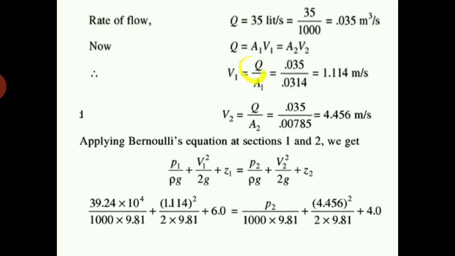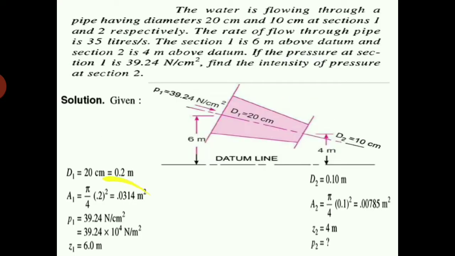The discharge is the same at both sections, which is 0.035 meter cube per second, whereas the area we have calculated over here. So the area is 0.031 meter square.